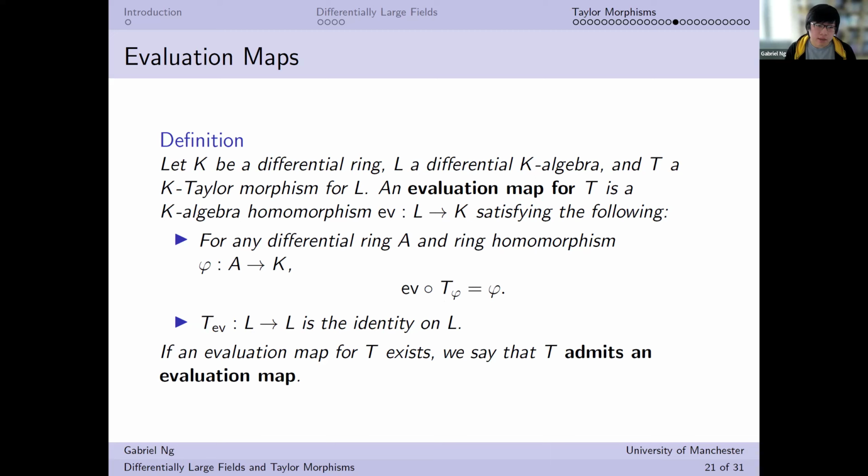The motivation for this is essentially that if you have an evaluation map for this T, then this evaluation is essentially a two-sided inverse to this Taylor morphism. So the first condition says that evaluation is a left inverse, and the second one essentially encodes the fact that it's a right inverse as well. And if such an evaluation map for a Taylor morphism exists, we say that this T admits one.